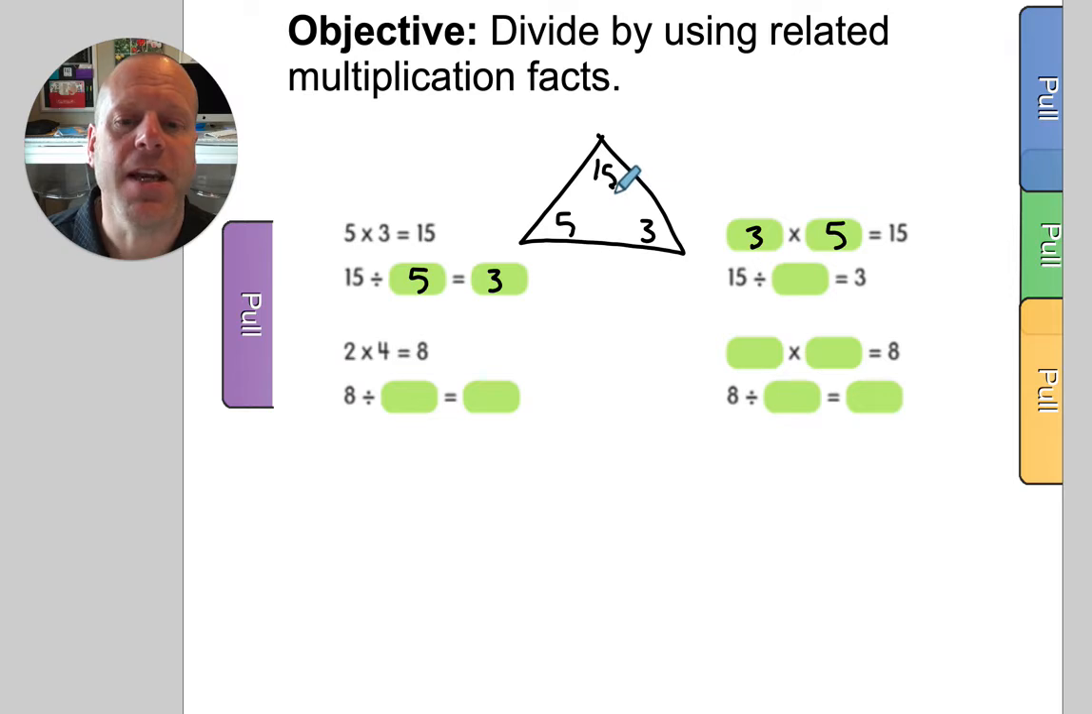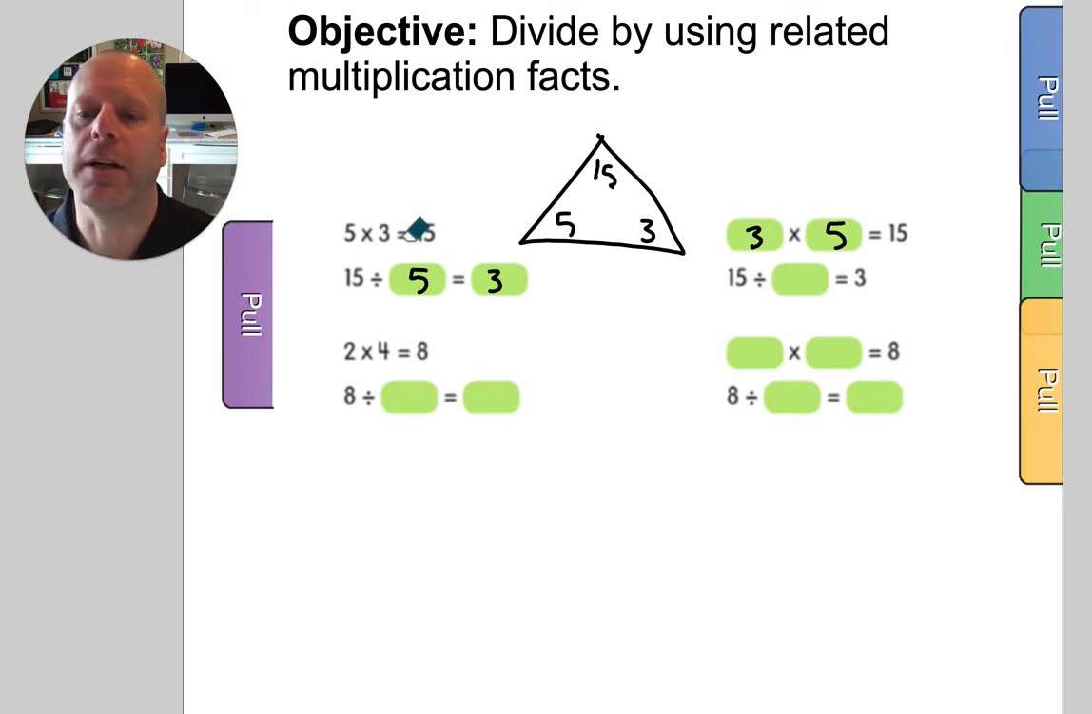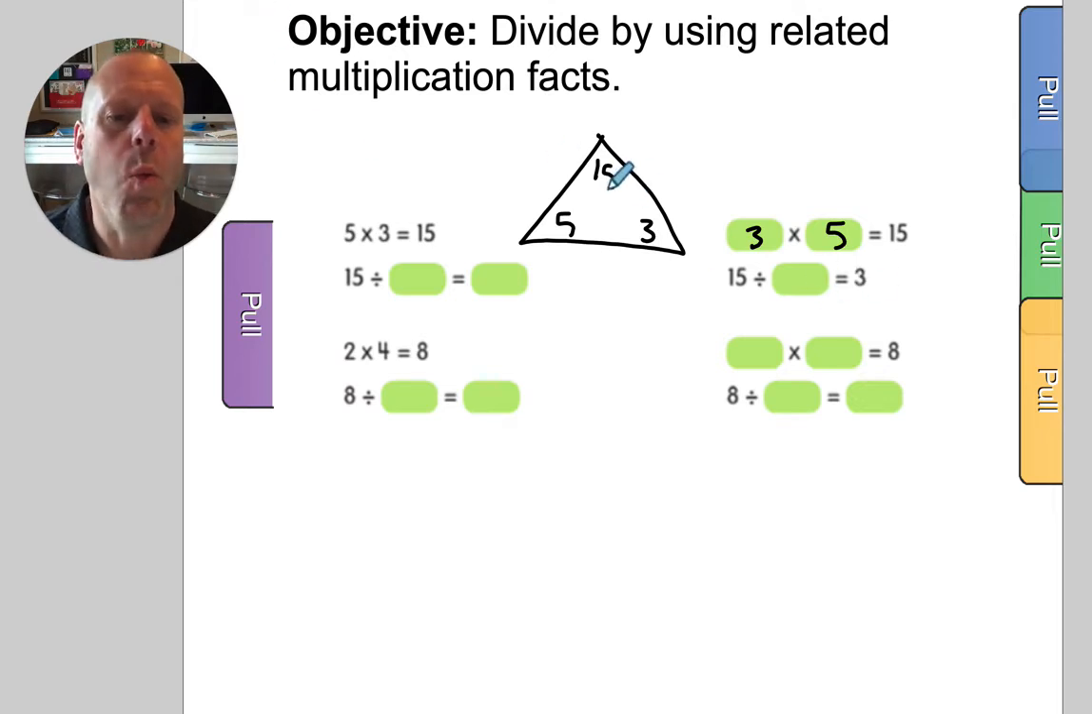And then 15, oh, I did that one wrong, didn't I? They left too many green spots and I filled them in. Okay, I'm going to do this one first. It's going to be 15 divided by what equals 3. On this side, it's the 5. And this time they want us to do 15 divided by 3 gives us 5. So you're going to use this fact family to figure out what's missing and what needs to be in there.